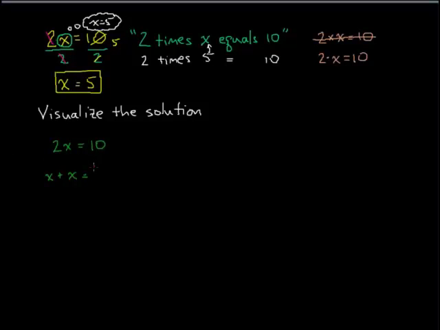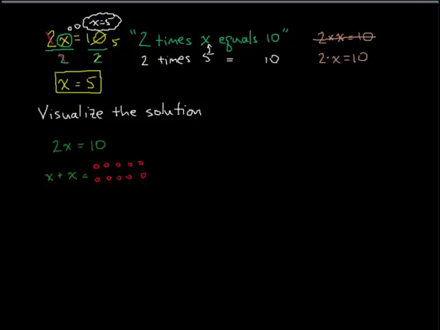You could say 10 peppermint candies or 10 chocolate bars, but I'm just going to use 10 apples. 1, 2, 3, 4, 5, 6, 7, 8, 9, 10. I just want to have 10 separate objects on the right-hand side, and I've separated the two x's out into x plus x.